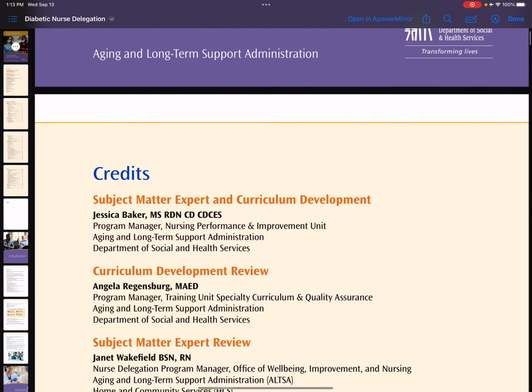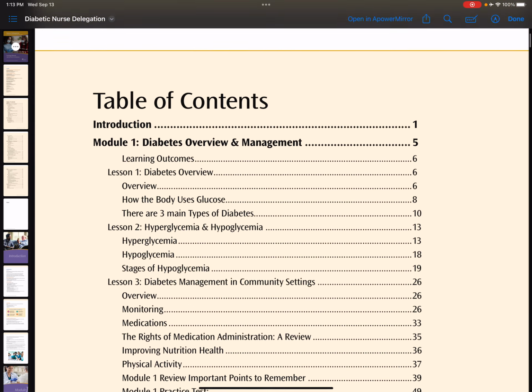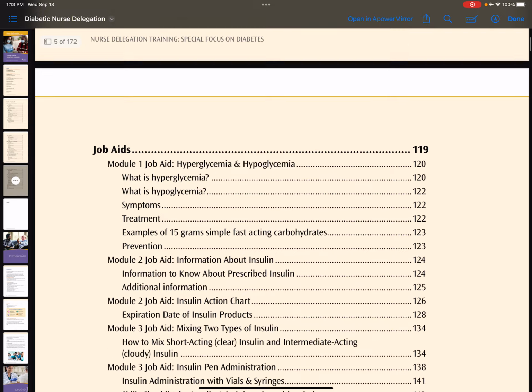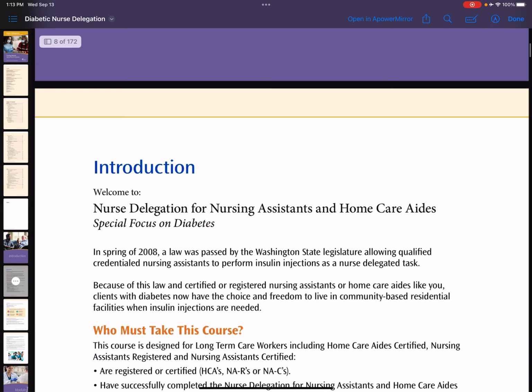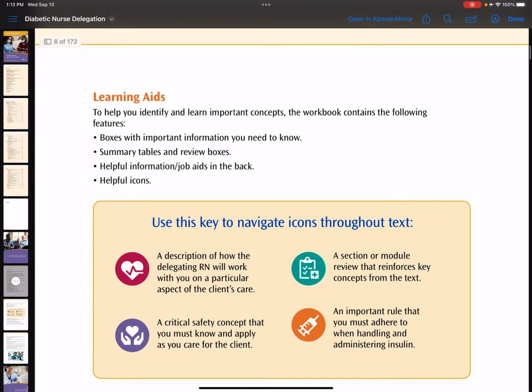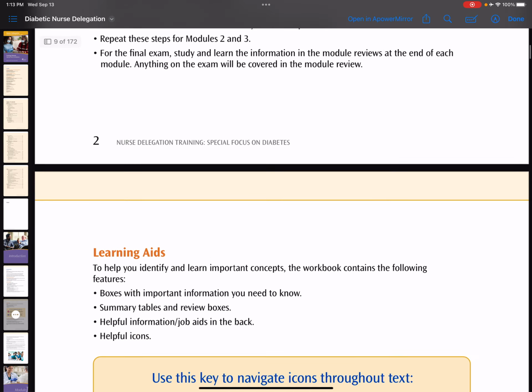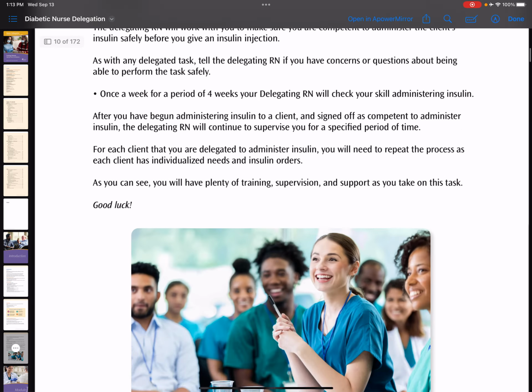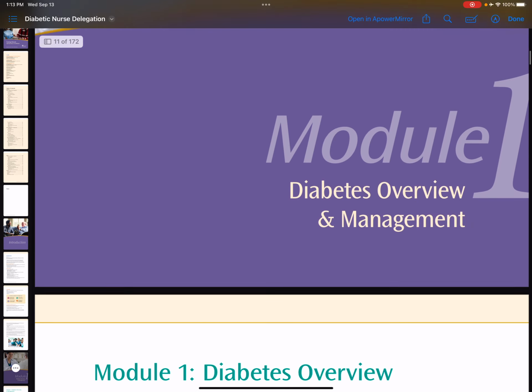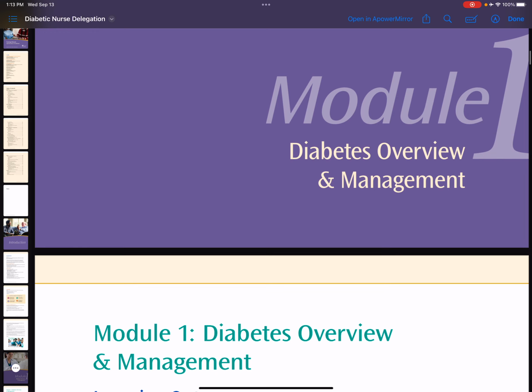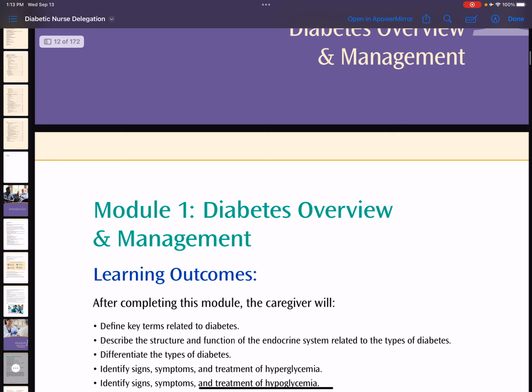Chapter 1, let's go to chapter 1. This is your book, by the way. You can find it online. Now we start lesson 1. Lesson 1, let's go. Here we go. So we're doing module 1 today. Module 1 has 3 lessons. Lesson 1 is diabetic overview and management.